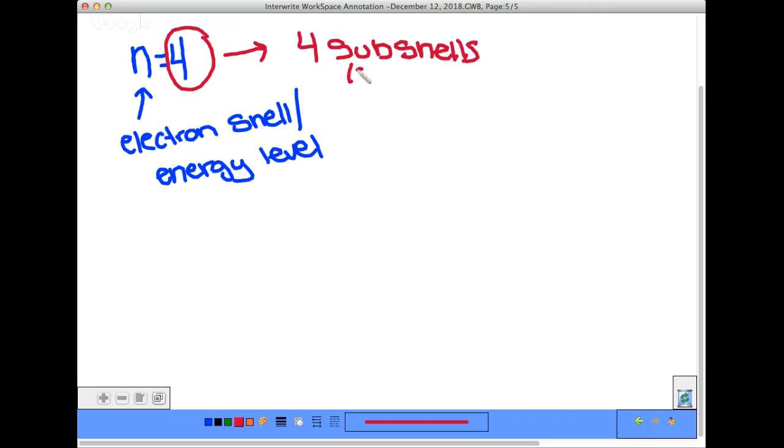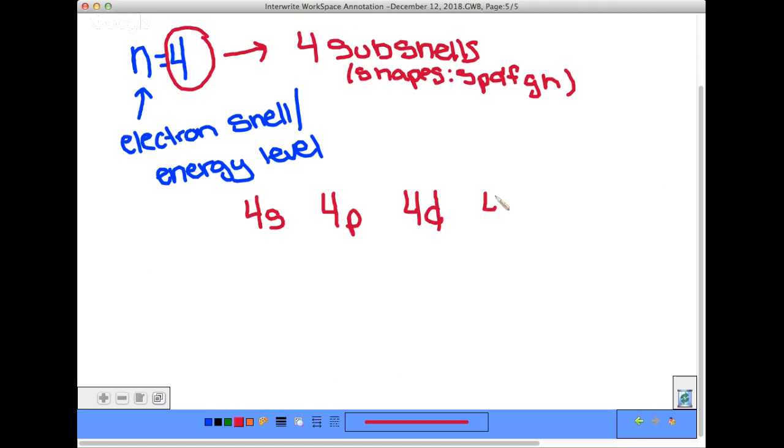Subshells are the shapes, and when I say shapes, I mean s, p, d, f, and remember we could have g, h, and further out. Since this is energy level 4, we're going to have the first 4: a 4s, a 4p, a 4d, and a 4f. These are the 4 that occupy this 4th energy level. So these are our subshells.